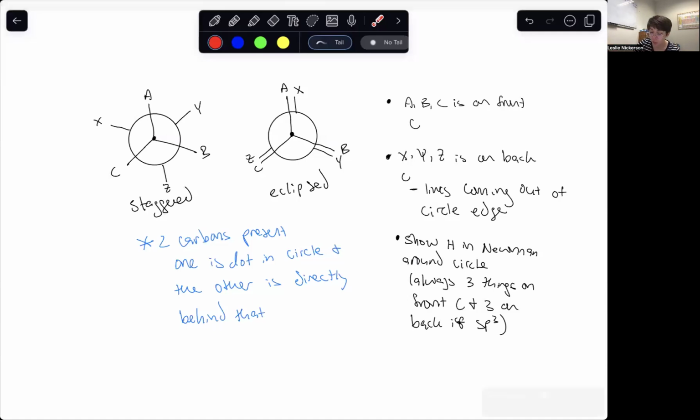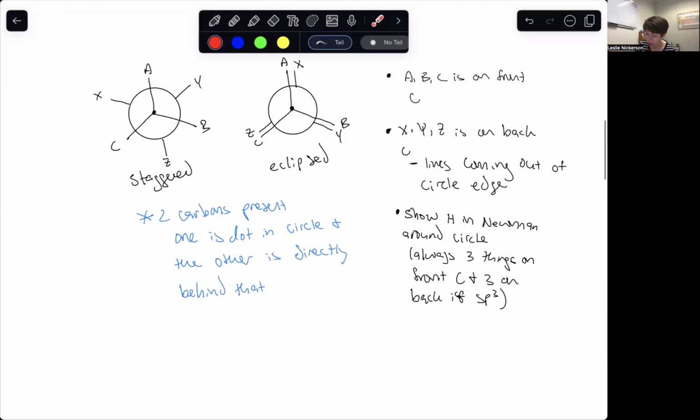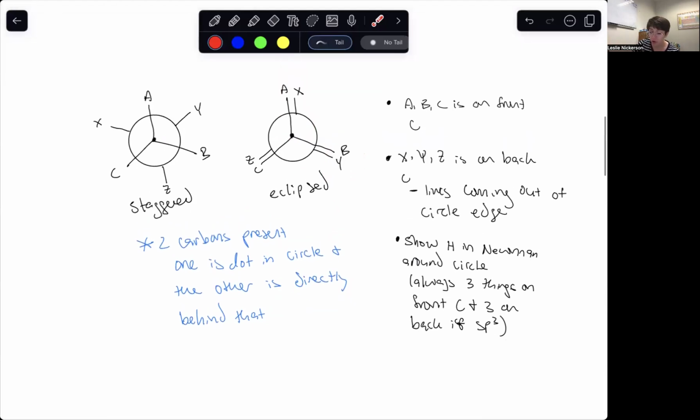Okay, so that's going to be our eclipsed version, where we're going to have those lines right next to each other, but not overlapping, because then we can still see everything nice and neat. Okay, and this is going to be our eclipsed. All right, so every time you're drawing this, you should have 3 things on the front and 3 things on the back if both of your carbons are sp3 hybridized, okay? So this means drawing in your H's.